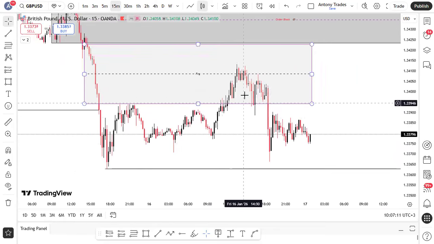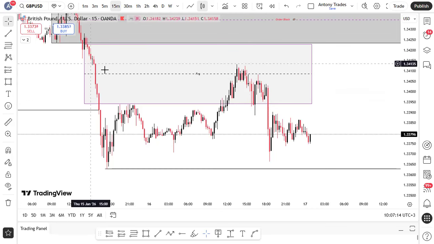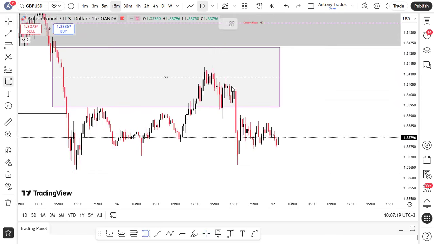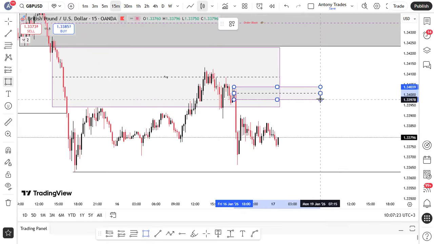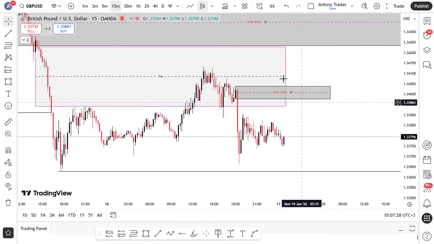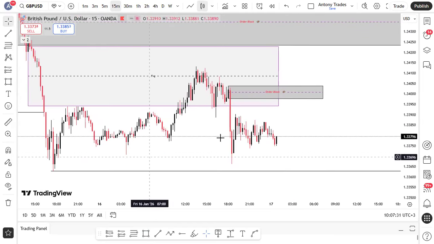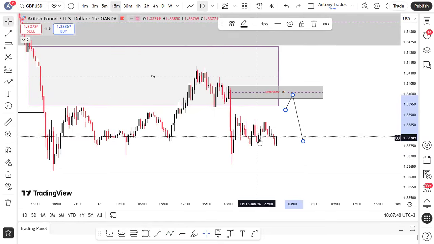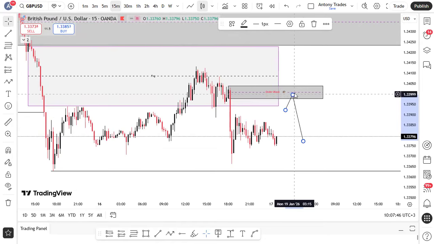You can see here we had this internal structure, and the market seems like it is reacting from this fair value gap. So on the 15 minutes time frame, we have this order block like this. So if the market opens, you should watch out for this order block. You should also watch out for this order block. So when the market opens, wait for the market to come to this order block. If you have a reaction from this order block, then wait for a good confirmation.